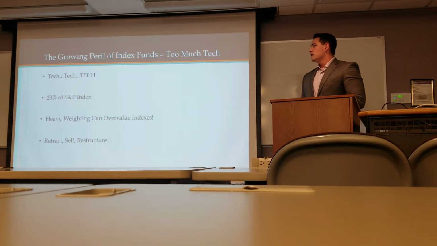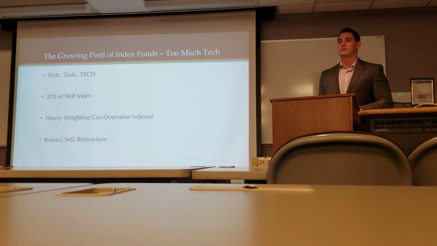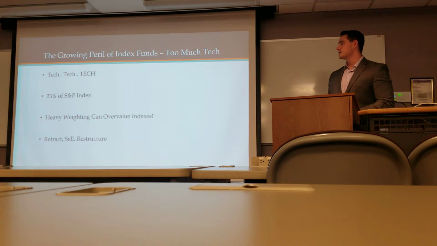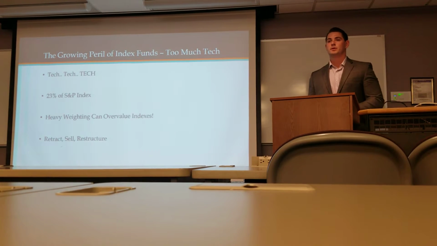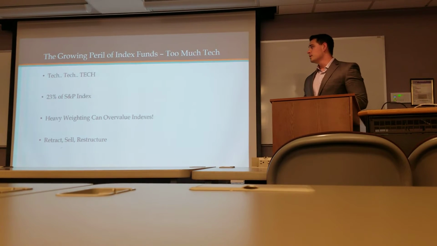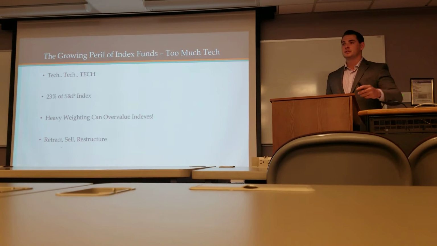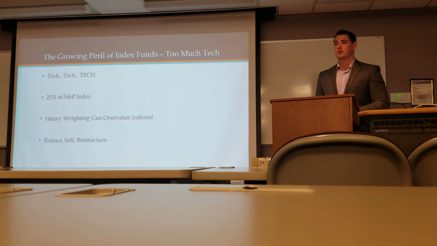So the issue that he found is that, again, with common ownership, with 23% of the S&P being technology stocks, heavy weighting can actually overvalue these indexes and almost create a bubble. So he worries that with people creating their indexes and putting too much technology stocks in there, that although technology stocks are doing well, this bubble or overvaluing of indexes could actually hurt them in the long run.